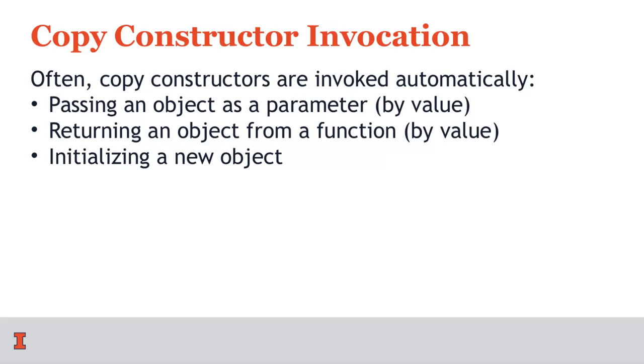A copy constructor is invoked automatically in almost every case. One time that it is invoked is when we pass an object as a parameter by value into another function, or if we return an object by value from a function. Initializing a new object from a previous version of an object will also invoke a copy constructor. Let's see examples of all three of these in code.